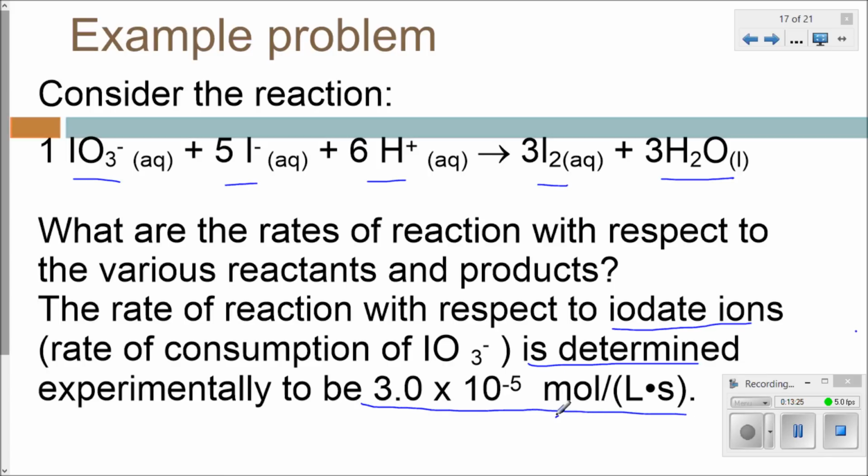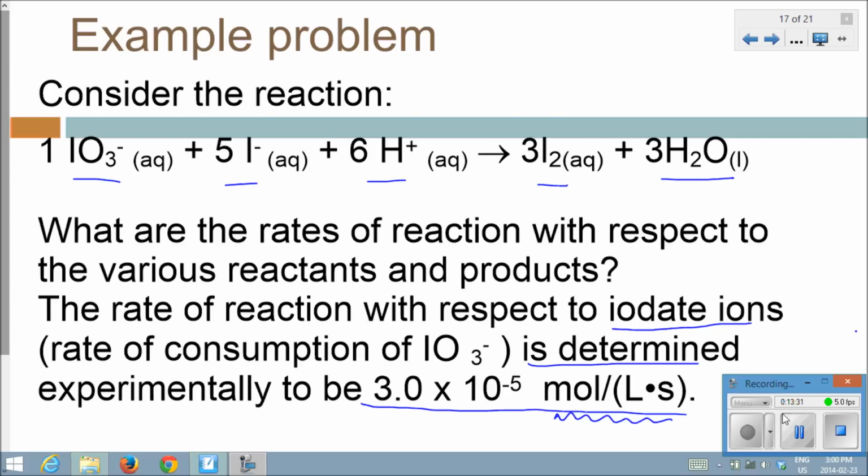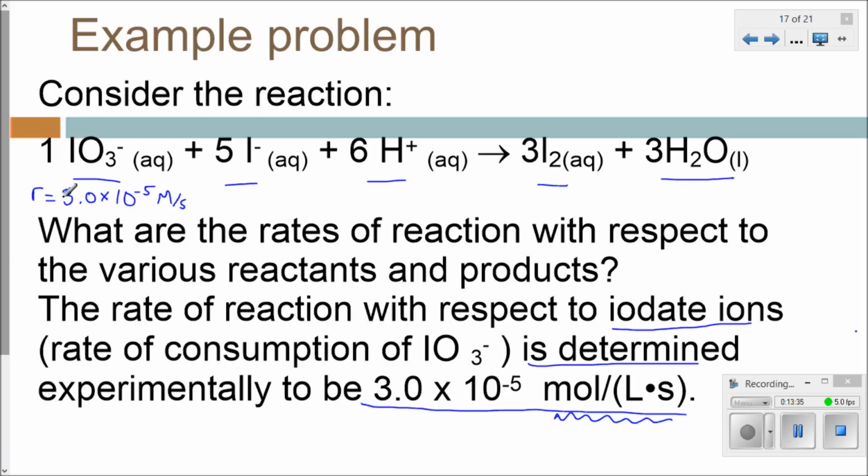This is what that unit is, moles per liter per second. And it's saying that that rate is located right here. So it's located right here, and it's actually negative. We consider it to be negative because it's saying that it's being consumed. So all these other rates are also going to be negative as well, okay, for the reactants. All the products are going to be produced, so they're going to have positive rates of reaction.